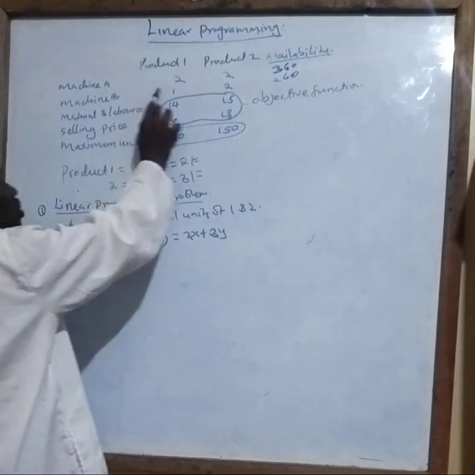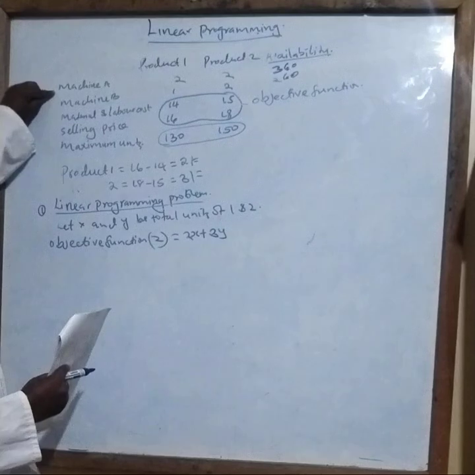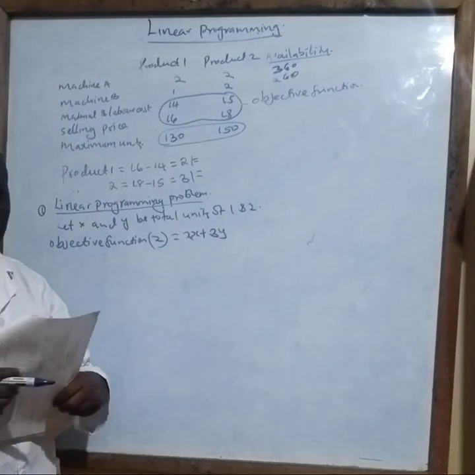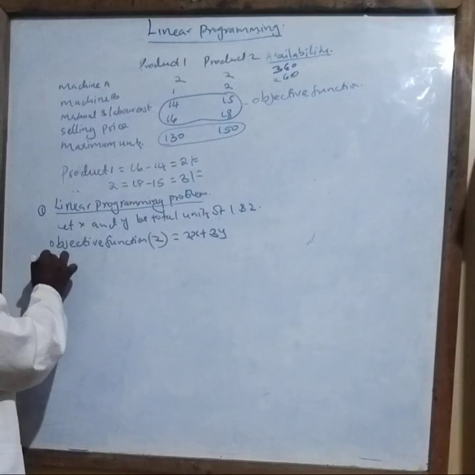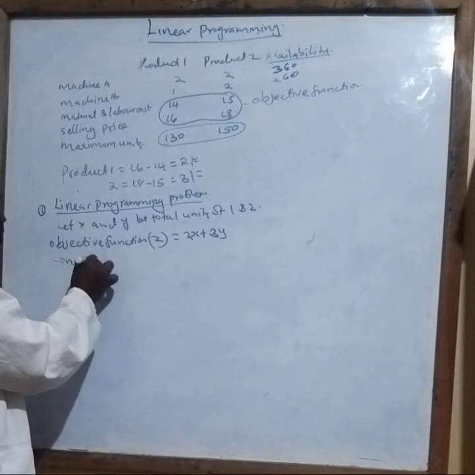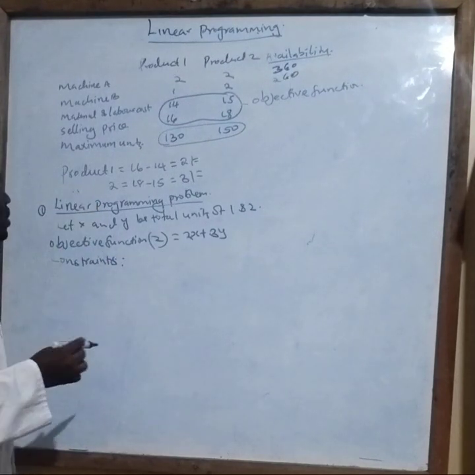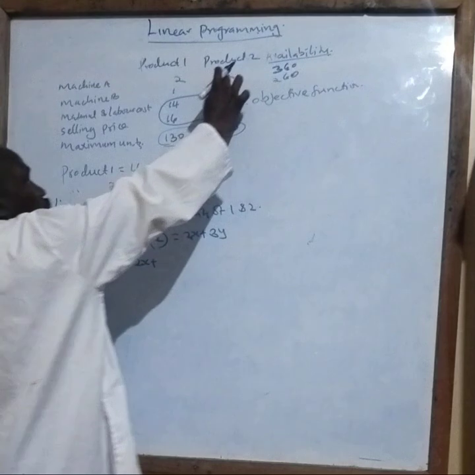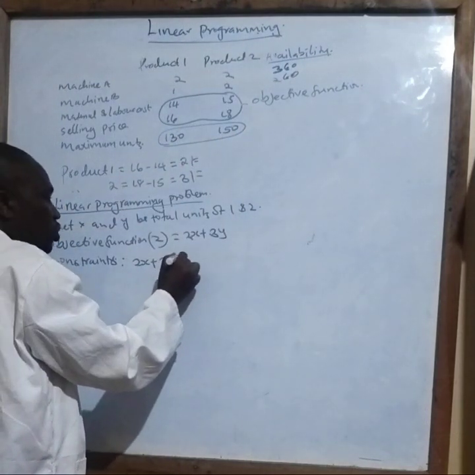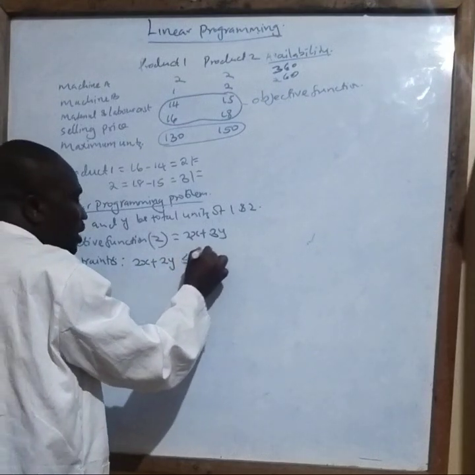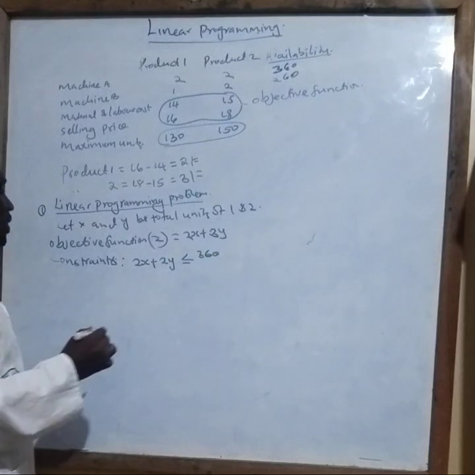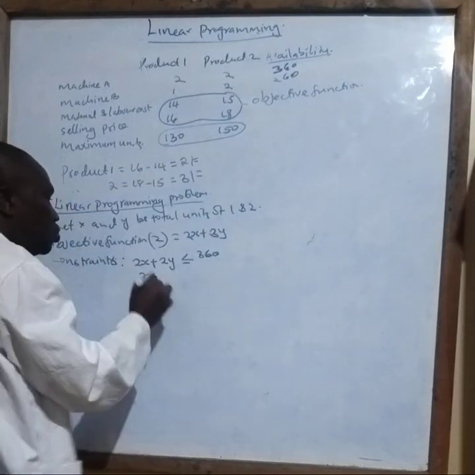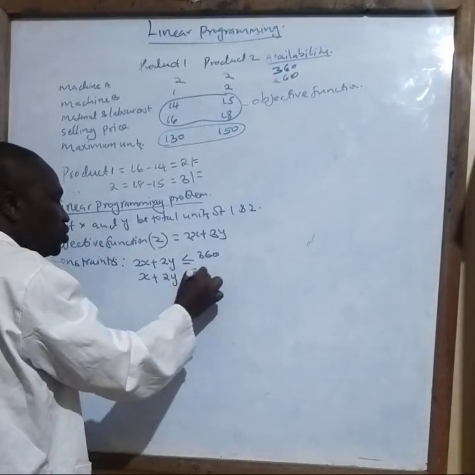The second equation is now these constraints you are seeing here. Machine A and machine B will have 360 minutes and 260 minutes respectively. Therefore, there is a limiting factor. We come and say now, constraints. The first one is 2 times x, you get 2x, plus 2 times y, you get 2y, should be equal to or less than 360. The second one is 1 times x, you get x, plus 2 times y, you get 2y, equal to or less than 260.